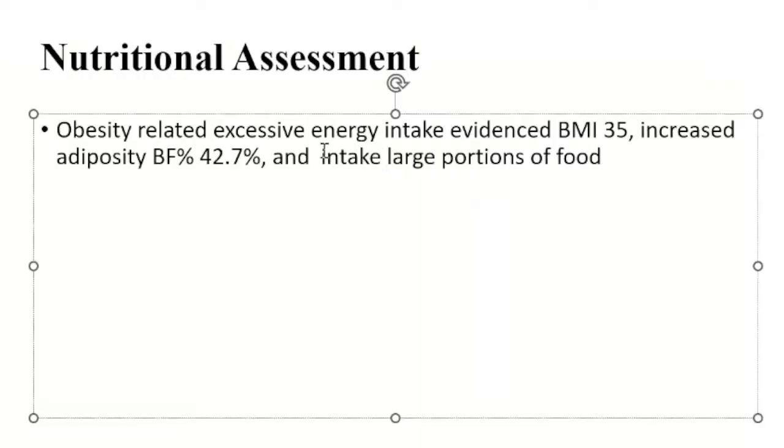Our intervention will be looking at the root cause, which is excessive energy intake, and then our monitoring and evaluation will be looking for how to reduce the BMI and the adiposity, which is measurable. If it's going down, we can measure to find out that it's going down. If we want to look at the intake of food, we can still take a food record or 24-hour record to find out whether she's eating those large portions again or not.